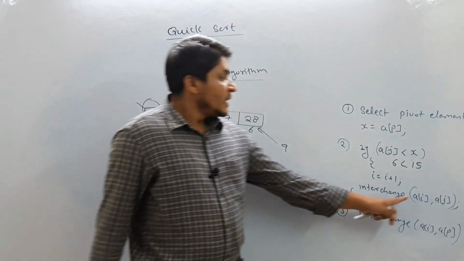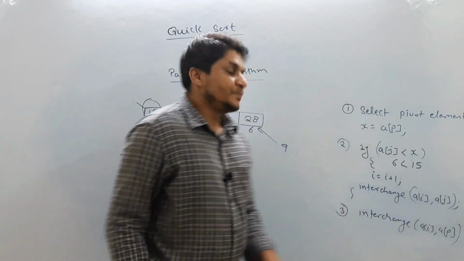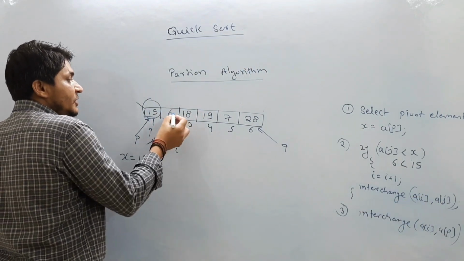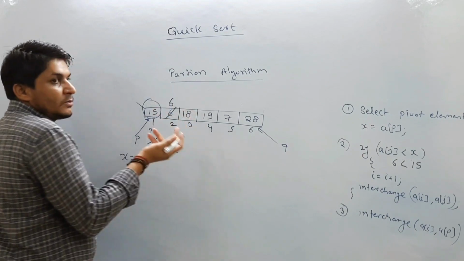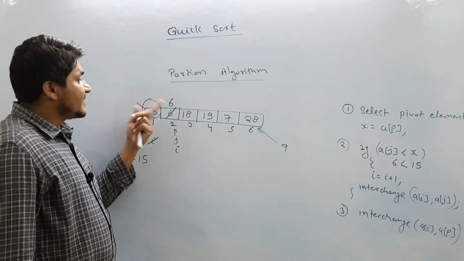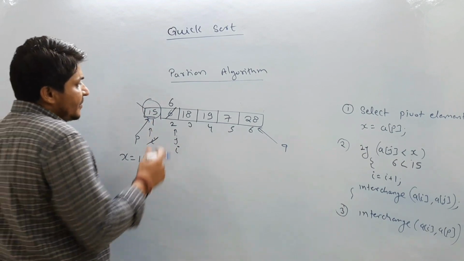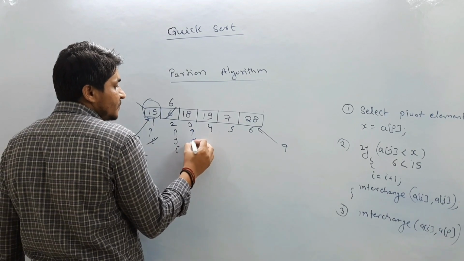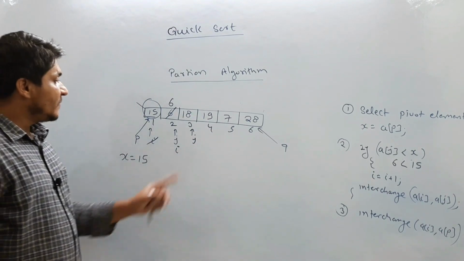Then it says interchange A of I and A of j. A of I is also 6, A of j is also 6. If you interchange, it will remain the same. Then because we have already compared with this element, we are simply going to increment the value of j.